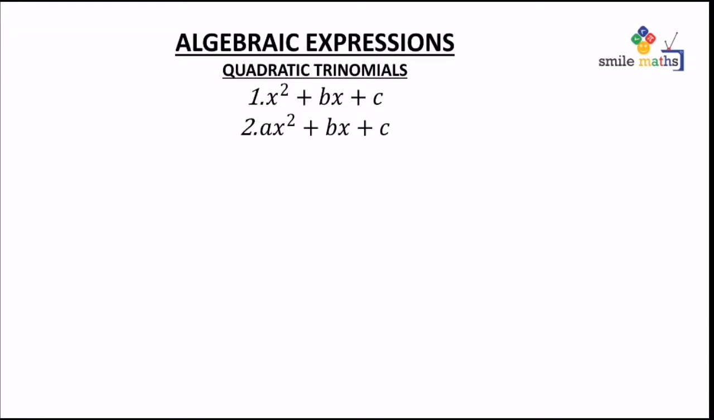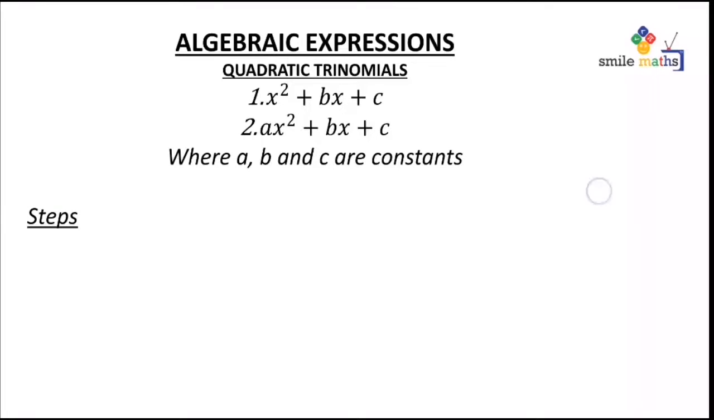We are still on the topic of algebraic expressions. Now this time let's look at quadratic trinomials. We are going to talk about two types. We have the first one to be x squared plus bx plus c, and the second one to be ax squared plus bx plus c, where a, b and c are constants.